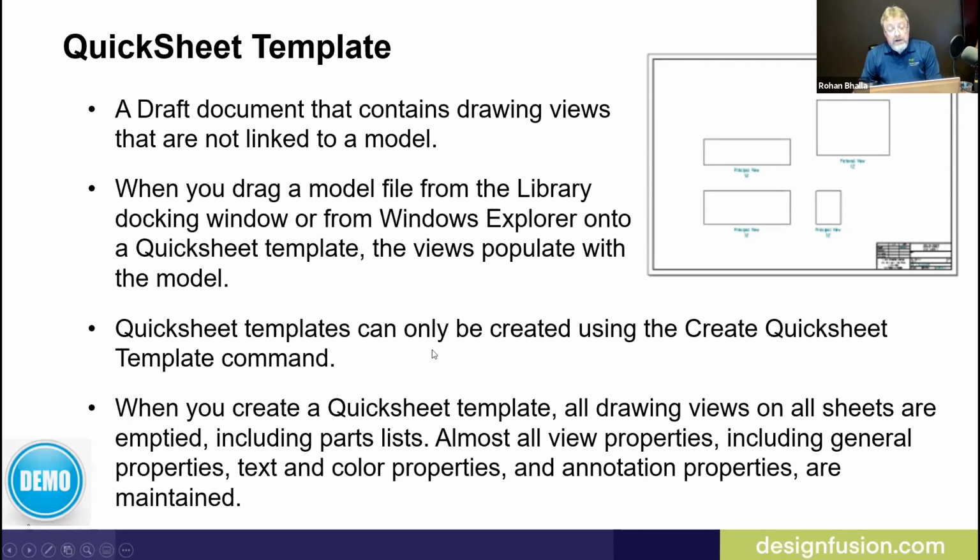Quick sheet templates can only be created using the create quick sheet template command, and I'll show you that in just a minute. When you create a quick sheet template, all drawing views on all sheets are emptied, including parts list. Almost all view properties, including general properties, text and color properties, and annotation properties are maintained. And this is what makes this so powerful. So I'm going to show you a real life scenario where we use this to help out a customer.